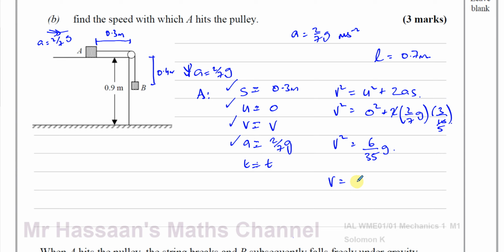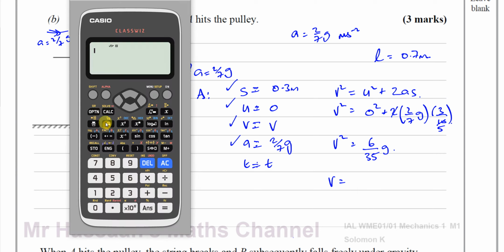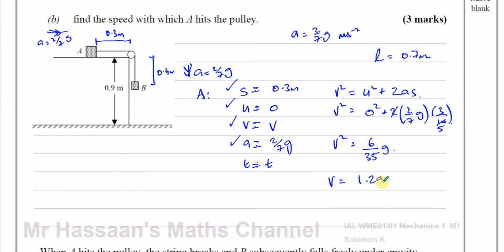So v, therefore, is the square root of this. I'll take my calculator and put in the square root of 6 times 9.8 divided by 35. That gives me 1.2961. That's going to be 1.30 meters per second.